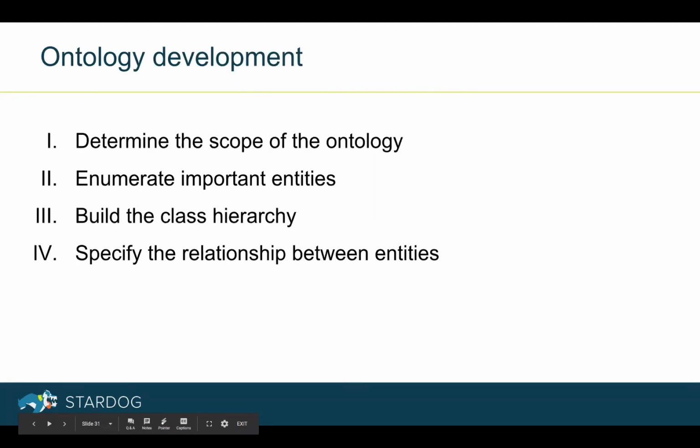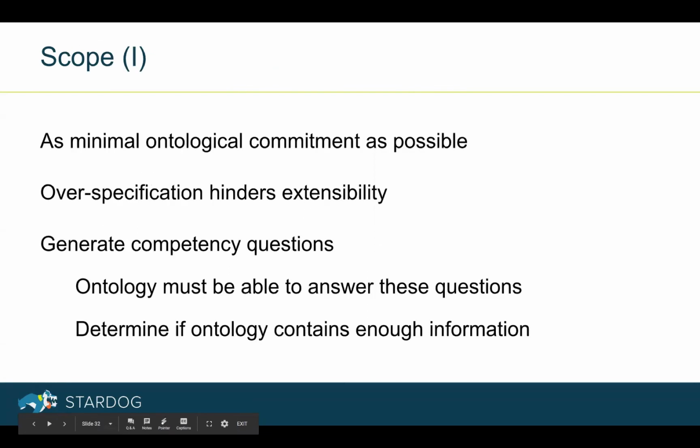Four things I want us to consider when talking about ontology development are that you should determine the scope of the ontology, enumerate important entities, build the class hierarchy, and specify the relationship between entities. So we'll start with the scope of the ontology. You want to make as small of an ontological commitment as possible. It is very easy to get carried away right at the beginning and start modeling everything in your domain or everything in your field of expertise. This is a really good way to overcommit and never actually finish developing or producing any useful artifacts.